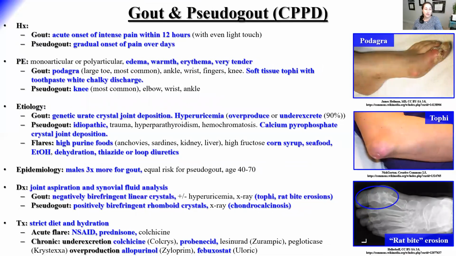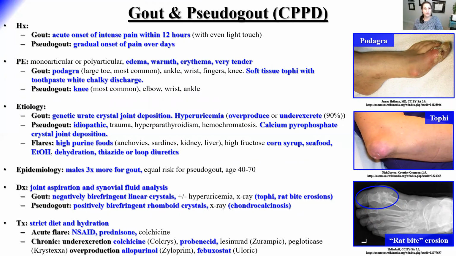Next, we're going to talk about gout and pseudogout. These are very commonly tested on your exams, and I want you to learn them together because you can kind of remember that they're opposites. So gout is going to be this acute, intense kind of pain that develops over 12 hours, and it's going to be pain even with light touch. The sheet touched my foot, and it was so painful.